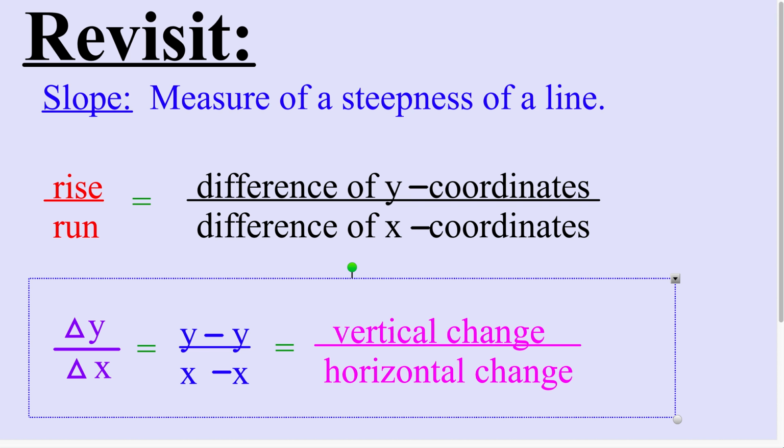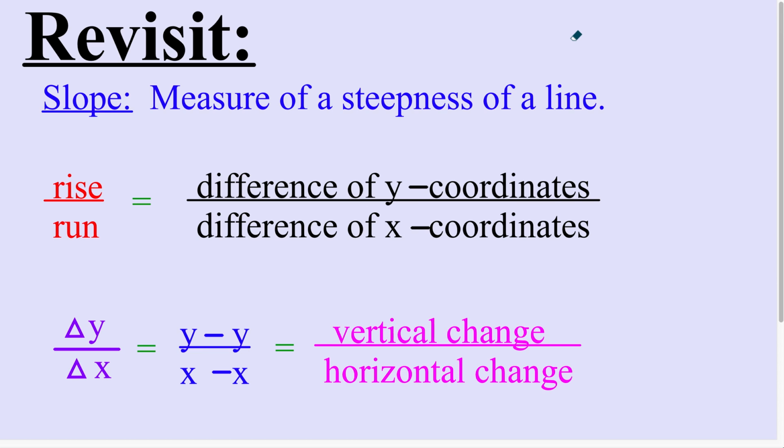Okay, a quick revisit, and if you don't have some of this down, it's probably a good opportunity to get it down. Slope is the measure of steepness of a line. Rise over run is another way to talk about slope. And change in y over change in x, or vertical change over horizontal change, is another way. This is like the third or fourth day you've seen this, so you might think it's a good idea to get it down.